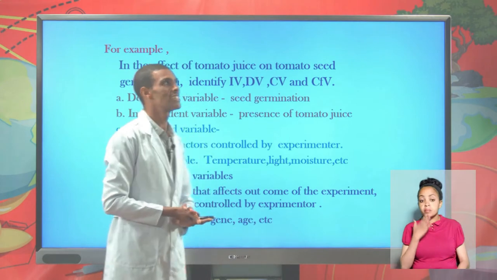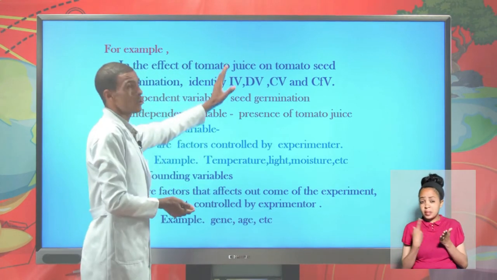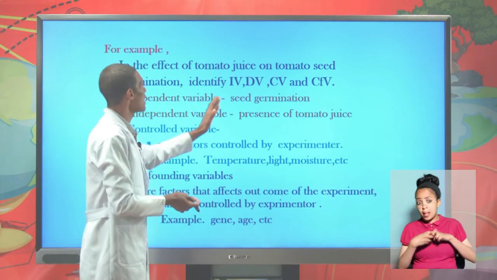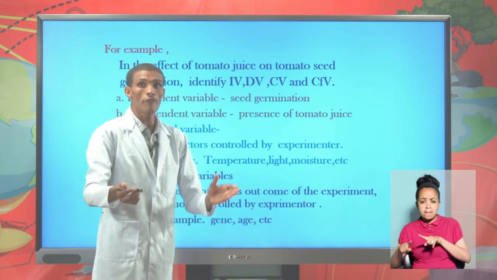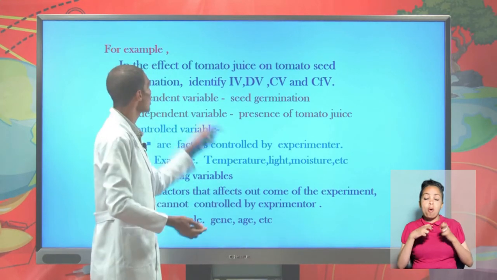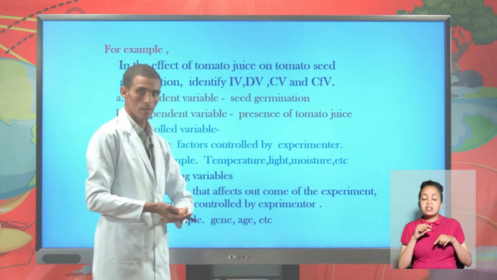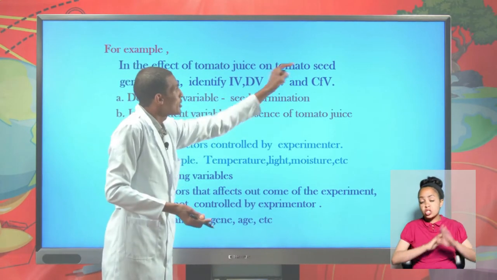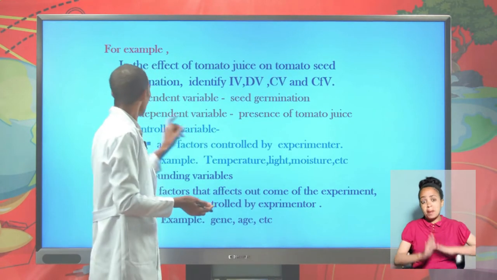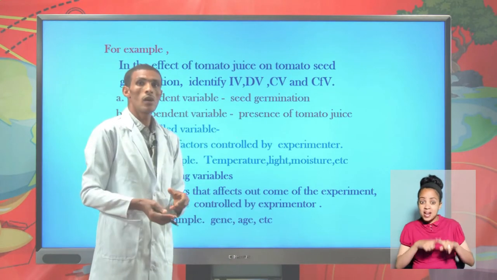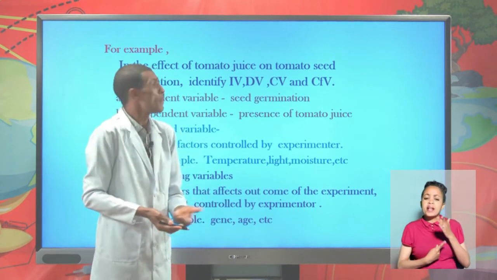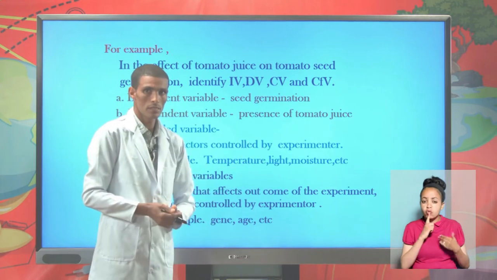Well then, student, in this problem, the dependent variable is the effect in our problem, which we call seed germination, tomato seed germination. Whereas our independent variable is the factor that causes it, the presence of tomato juice here.